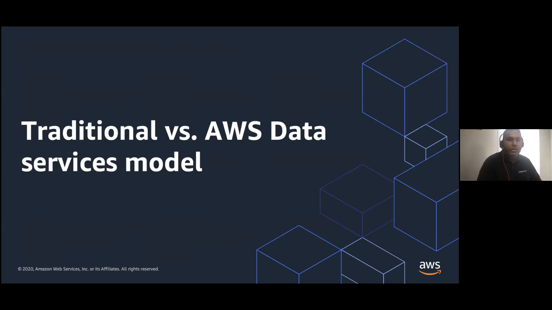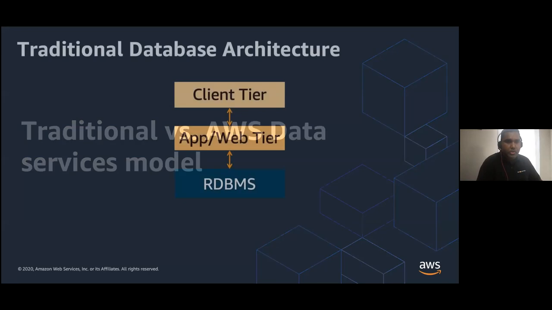So here, in the next slide, we will talk about the traditional versus AWS data services model, right? There has been Oracle offering databases, Microsoft offering databases, and also what AWS is now offering. So the model is a little bit different, right? As you already know, and some of you have already mentioned it as well. So what are those, right?